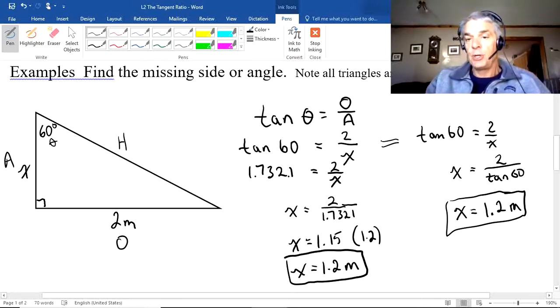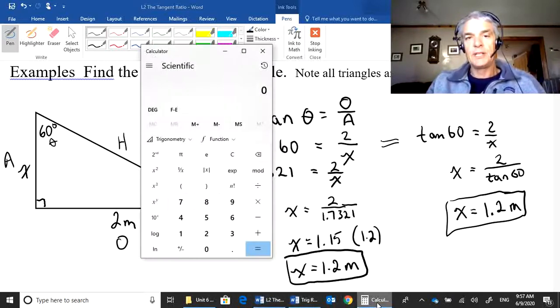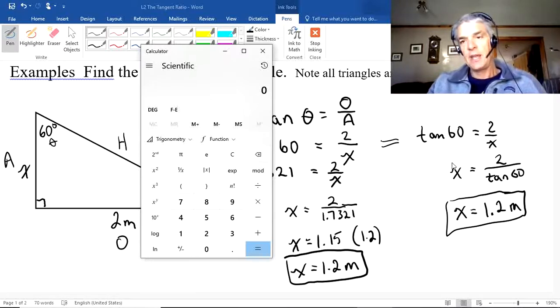Now, I can also show you this using the calculator that comes with this computer. Watch this, okay? So if I want, the only time I needed to use the calculator is when I get here, 2 divided by tan 60. So I can go 2 divided by, and there's this little button here that says trig. So I go trig tan.